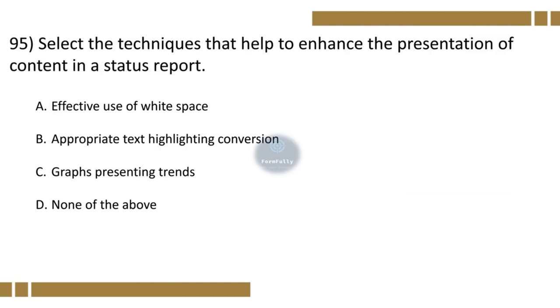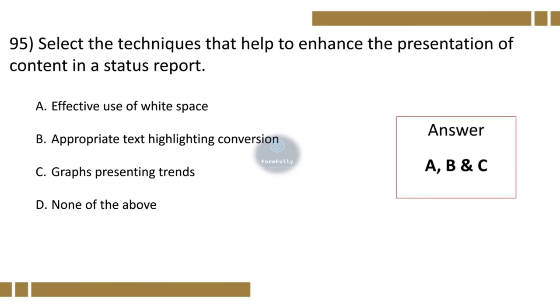Question 95. Select the techniques that help to enhance the presentation of content in a status report. Option A, effective use of white space. B, appropriate text highlighting conventions. C, graphs representing trends. D, none of the above. And the correct option is A, B, and C.